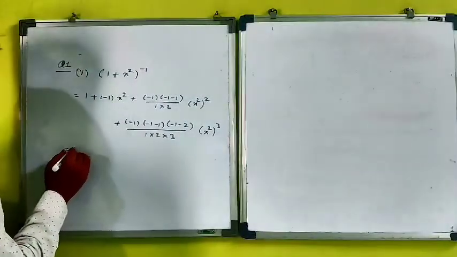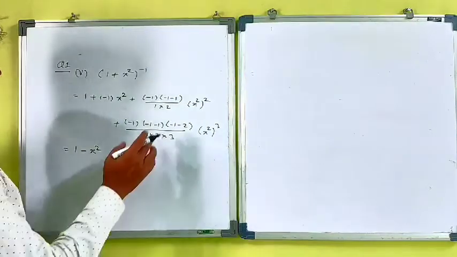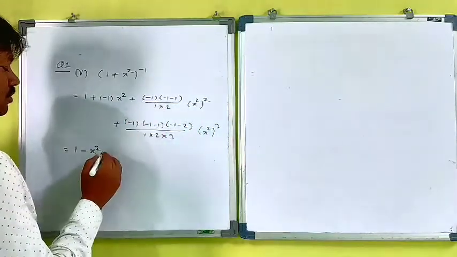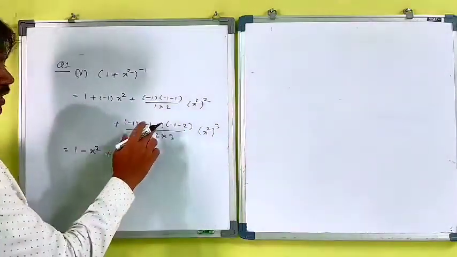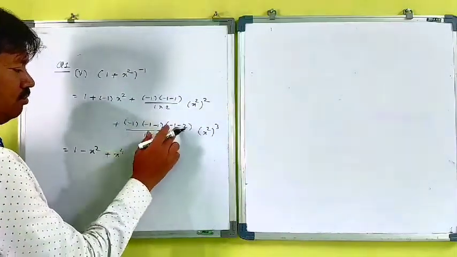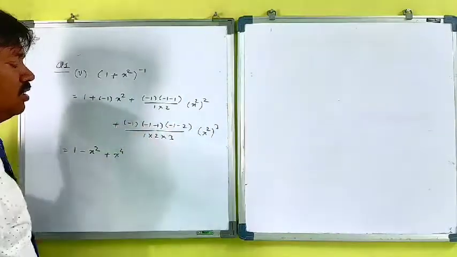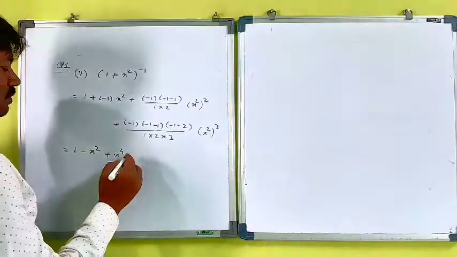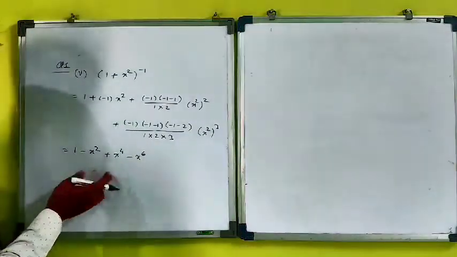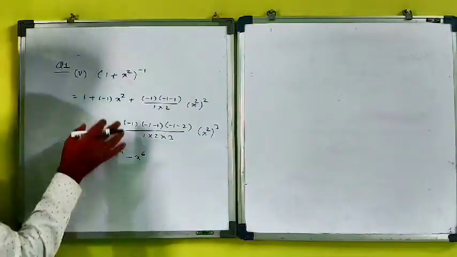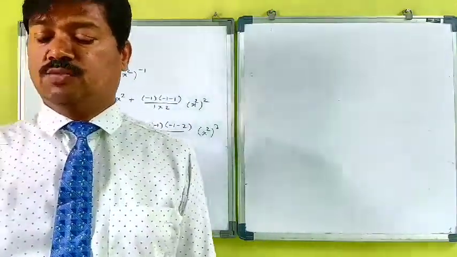So this one is 1 minus x squared, 2 and 2 get cancelled. So that becomes plus x raised to 4. Now here, 2 into 3. This is minus 2 into minus 3, that becomes 6, and this is also 6, so they get cancelled. But for 1, 2, 3, there will be 3 negatives, so it is minus x raised to 6. So the answer is 1 minus x squared plus x raised to 4 minus x raised to 6. Those are the first 4 terms for this expression.